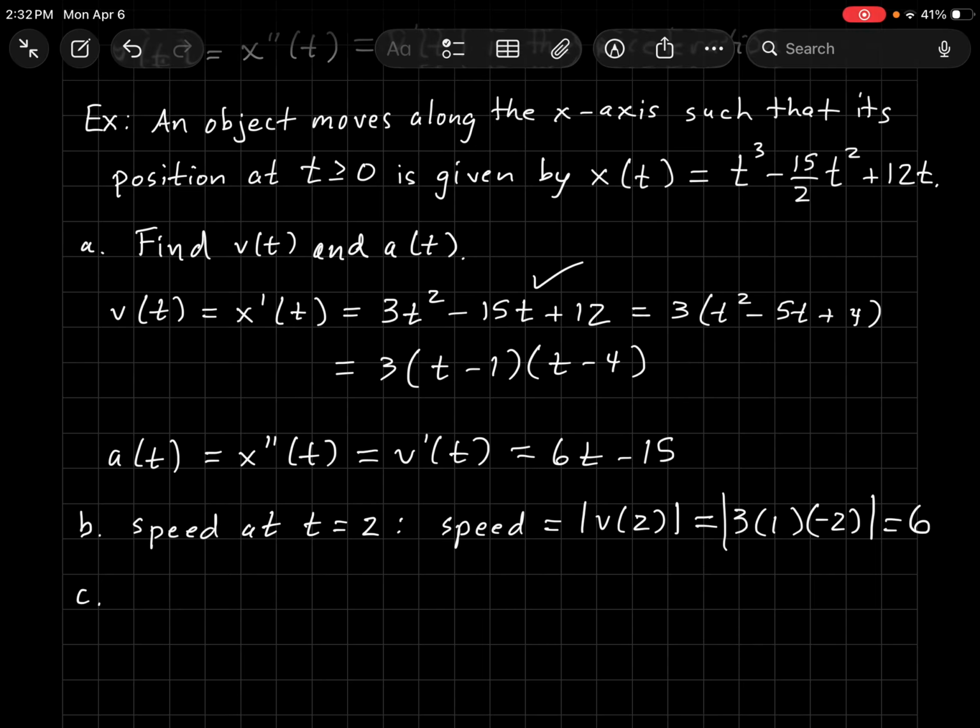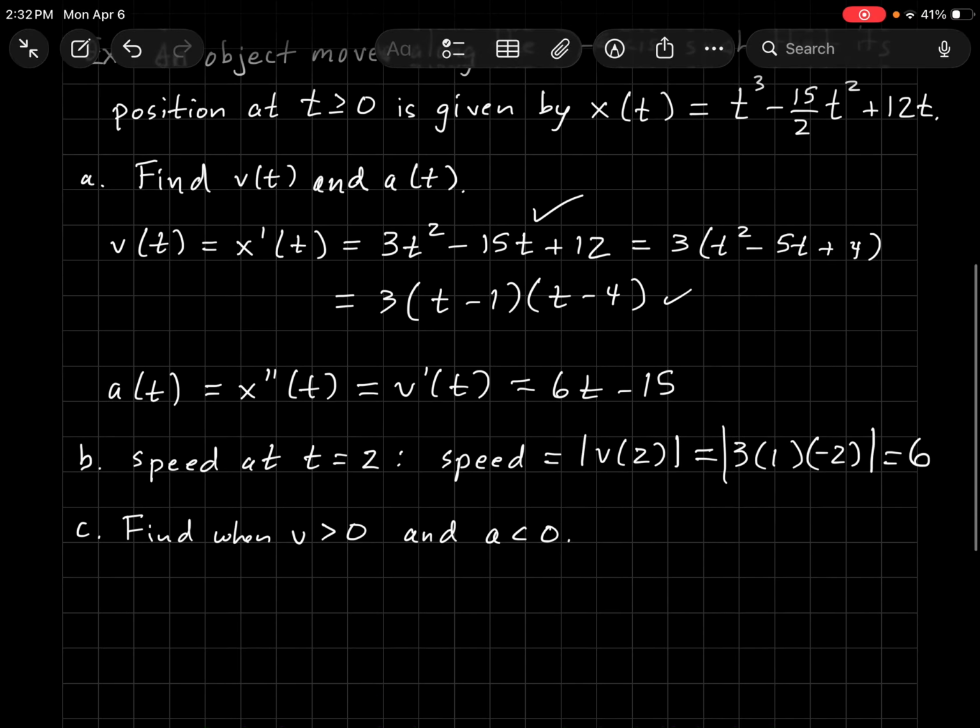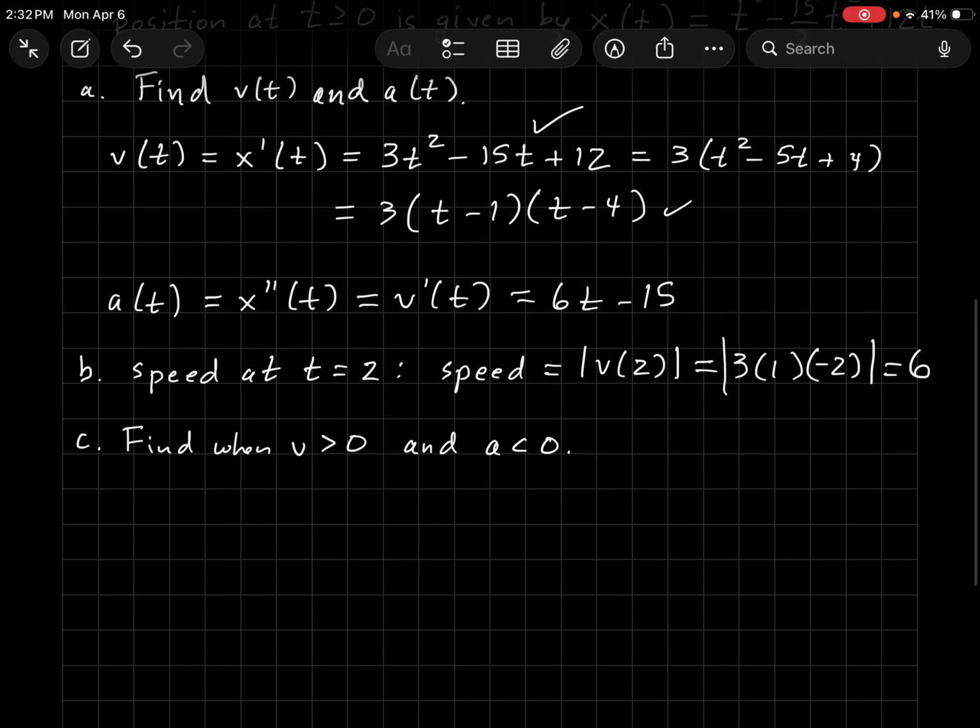For part C, I want to find when, say, the velocity is positive, but the acceleration is negative. That's why I wanted that factored form. So I'm going to build some sign charts, but I'm going to put 2 sign charts, say, right on top of each other to help me see this. I'll put velocity here, acceleration there, and I know I start at t equals 0 because the problem said t greater than or equal to 0.